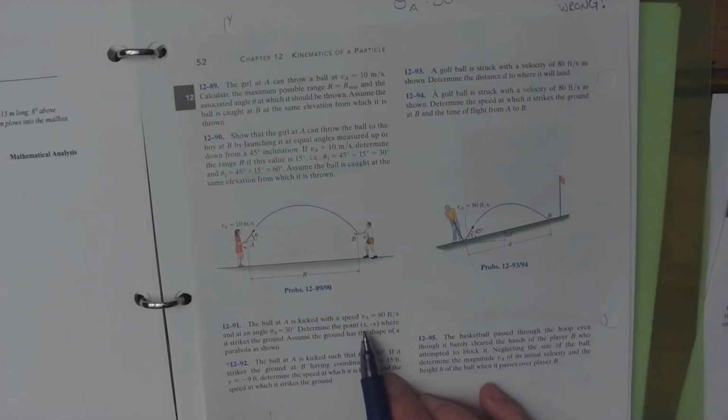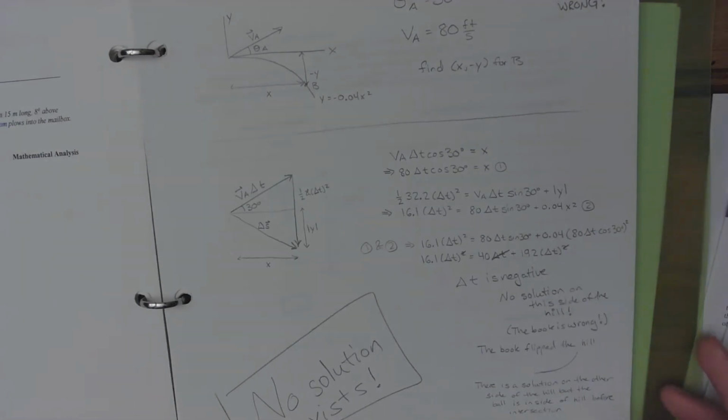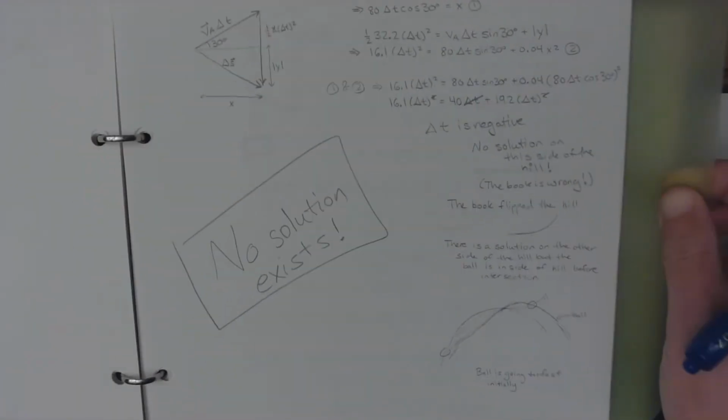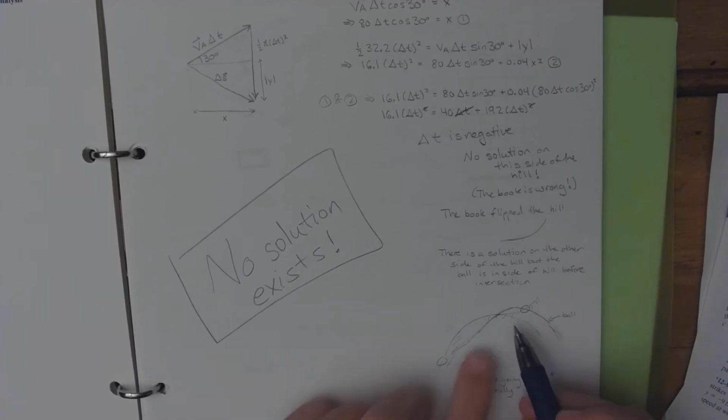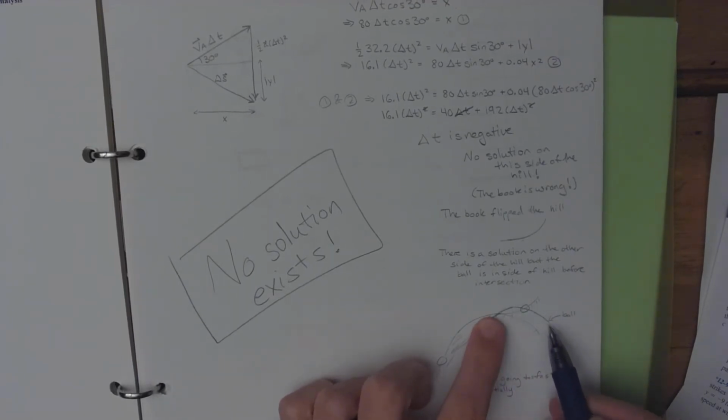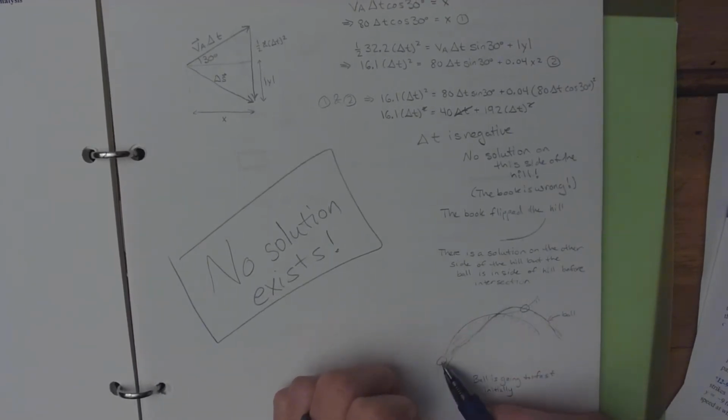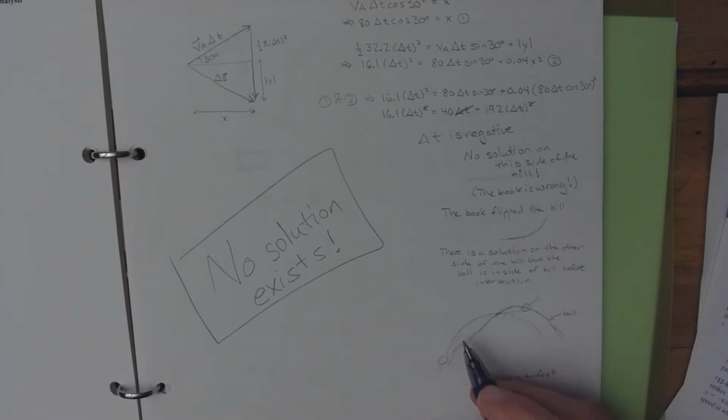You might find a negative value for x, which means that the ball, if you go back in time, so this is the path that the ball is tracing out, and if you go back in time, it would have intersected with the hill somewhere back here. So that would be a solution when time is negative. And x is negative there also.